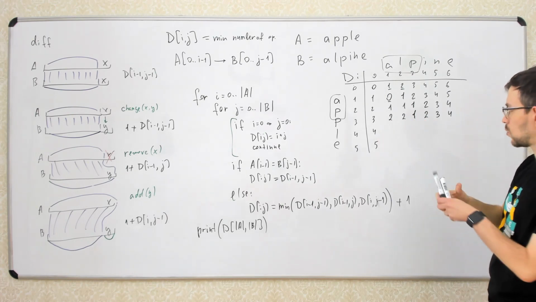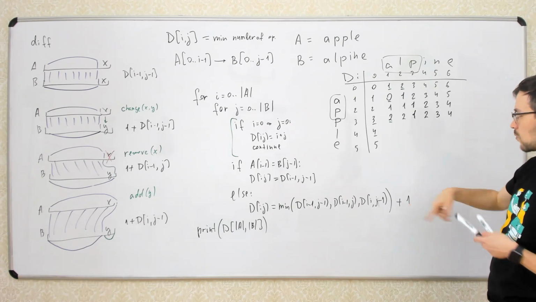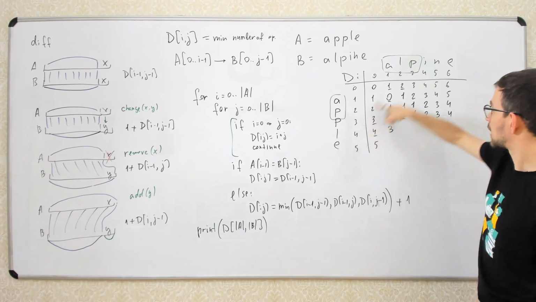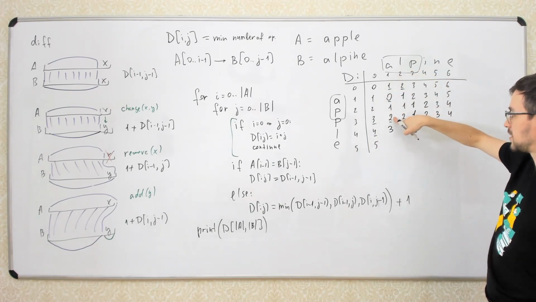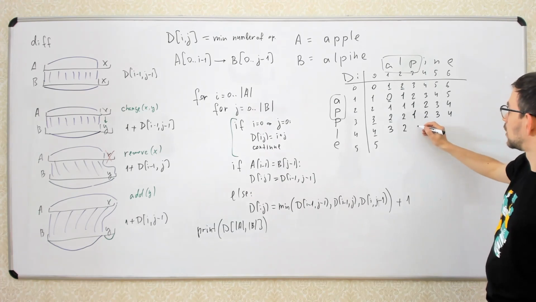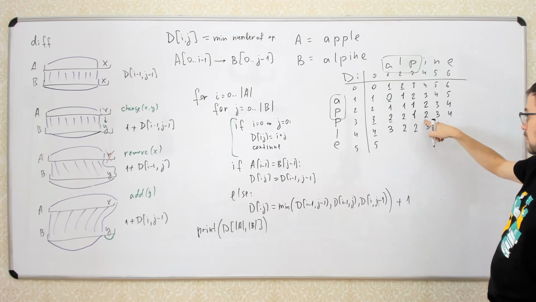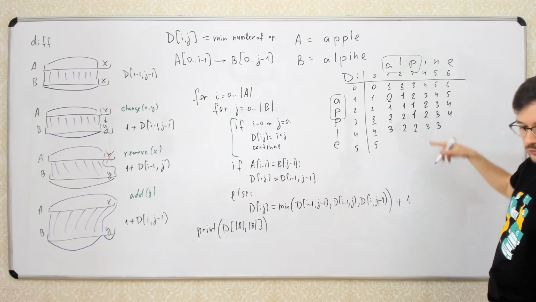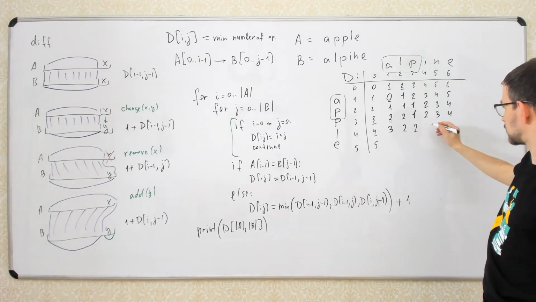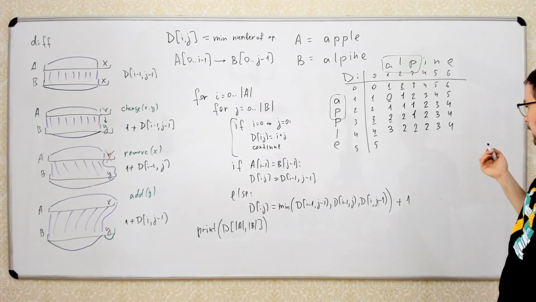Again, we take the minimum of these three options and make plus one operation. So it will be 3 here. Here we have the same character L here and L here. So the answer will be the same as this answer. It will be 2. And so on. Here we'll have 2, 3, 3, because here we have 2. Here we have 2. Well, my bad. Here the minimum is 1, so it's 2 here, and 3 here, and 4 here, right? Right?